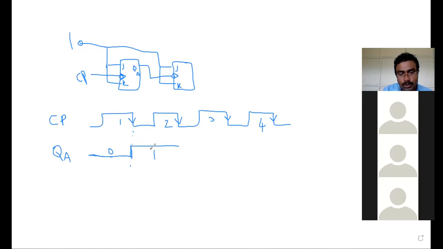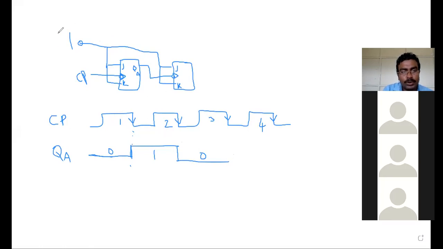Students, now the present state is 1. Currently the state is at 1. JA, KA is always given as 1, so it is again in toggle state and the present state is 1. Now tell me, what will be your next state? 0. So I am moving to 0 again. Then till what point will that 0 continue? Till you reach the next negative edge of the clock pulse, the same 0 level will continue.